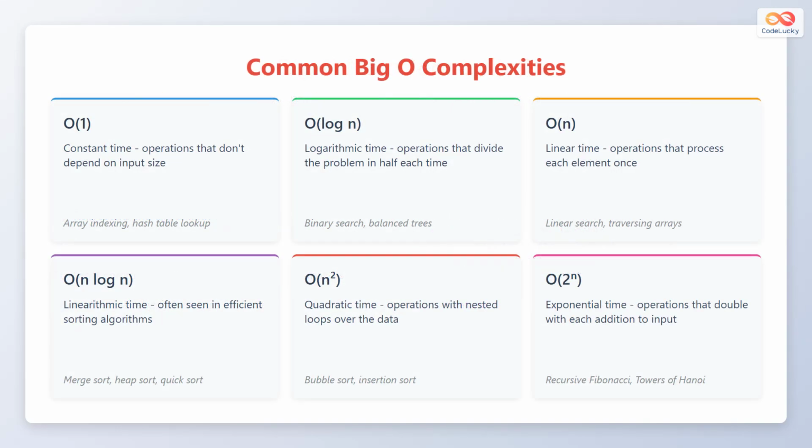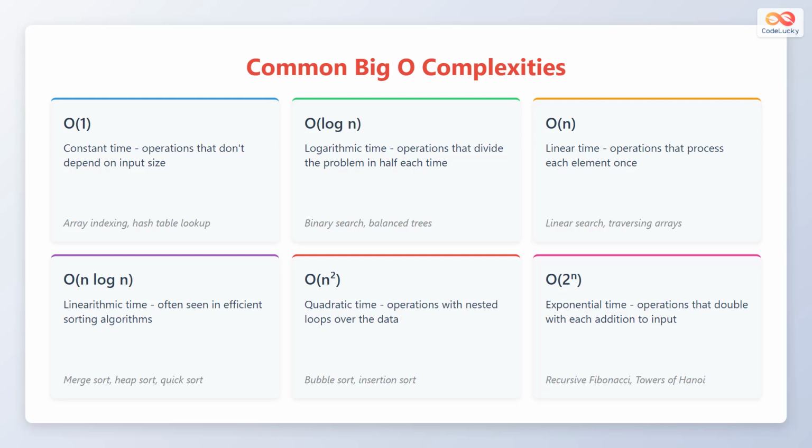Here are some common Big O complexities that you'll encounter frequently. O of 1 represents constant time, where the operations don't depend on the input size. Examples include array indexing and hash table lookup. O of log n represents logarithmic time, where operations divide the problem in half each time. Examples include binary search and balanced trees. O of n represents linear time, where operations process each element once. Examples include linear search and traversing arrays.